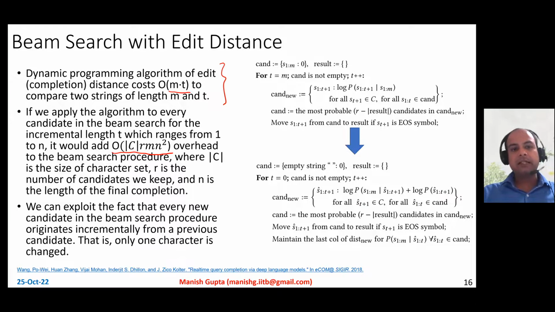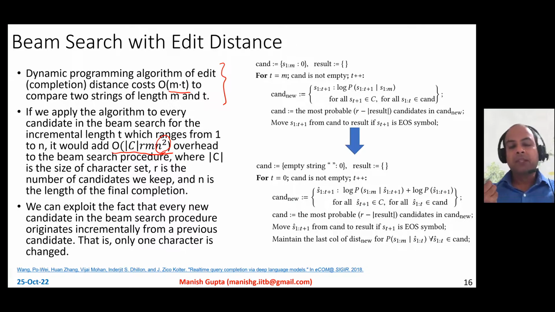So that's C. R is the number of candidates that we keep, the beam width. M is the size of the prefix, and N is the size of the final completion. So it's going to take an insanely large amount of time, specifically because of this N square. So you can't incur that much time. But there's a very cute observation.